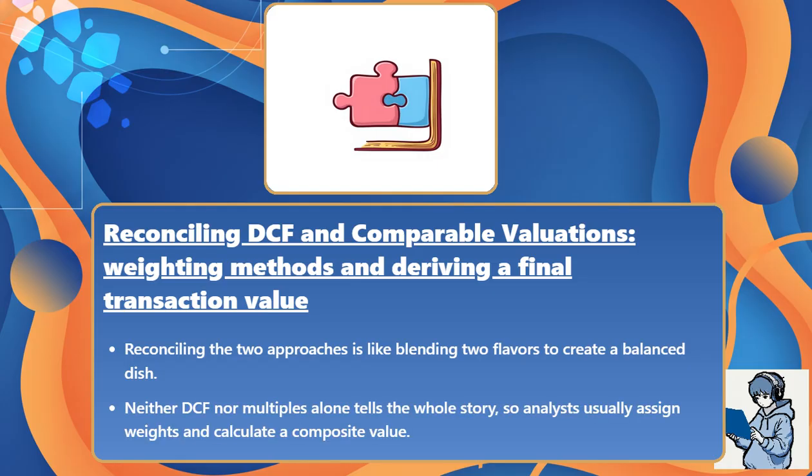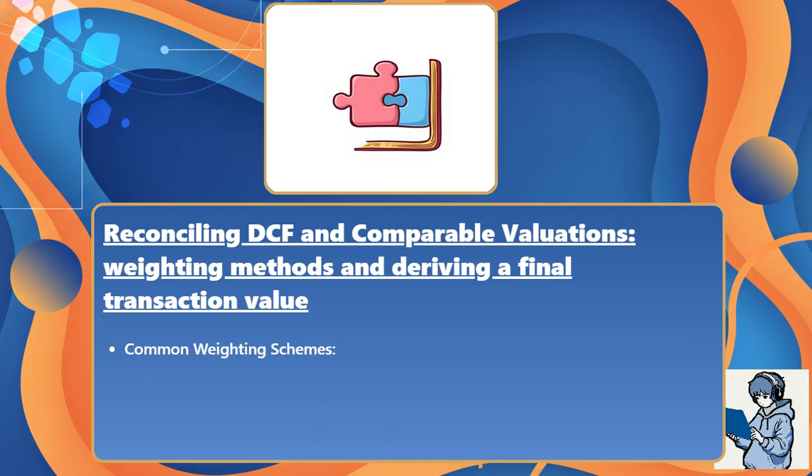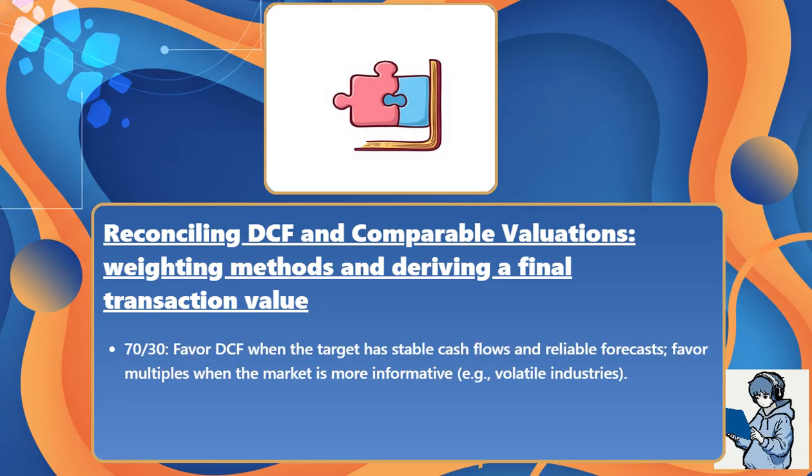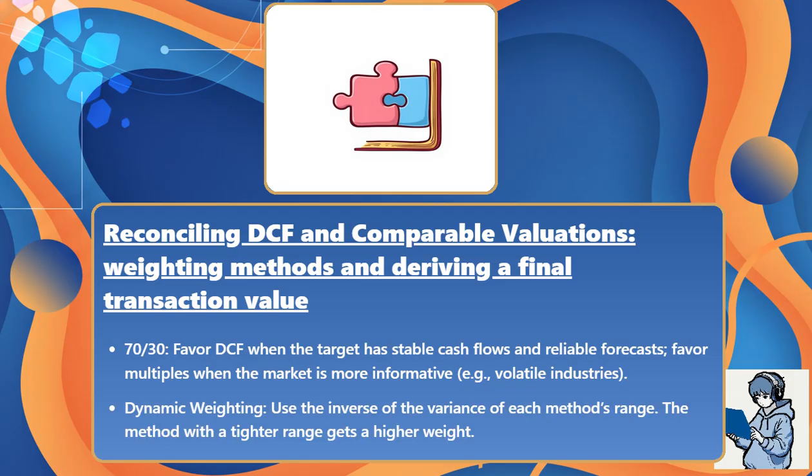Neither DCF nor multiples alone tells the whole story, so analysts usually assign weights and calculate a composite value. Common weighting schemes: 50-50, equal weight to DCF and market-based multiples when both are considered reliable. 70-30, favor DCF when the target has stable cash flows and reliable forecasts. Favor multiples when the market is more informative, for example, in volatile industries. Dynamic weighting: use the inverse of the variance of each method's range. The method with a tighter range gets a higher weight.